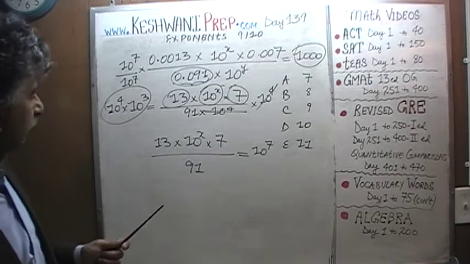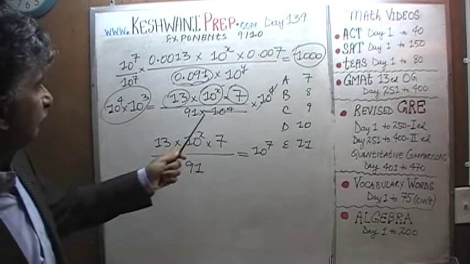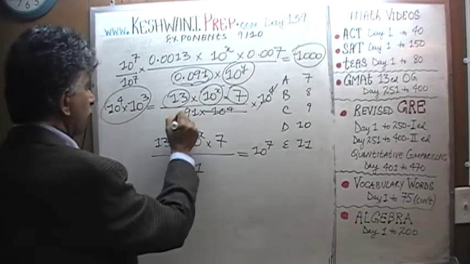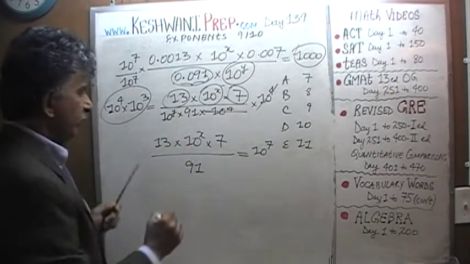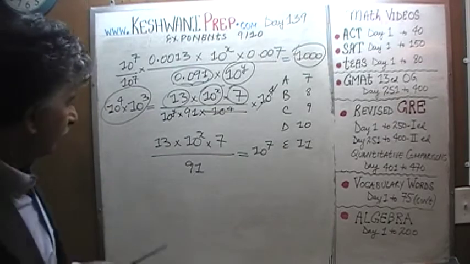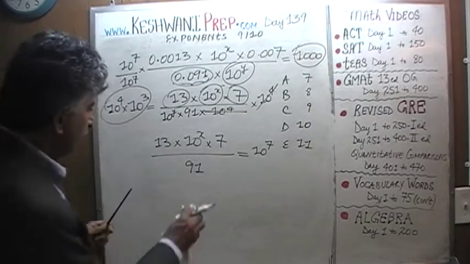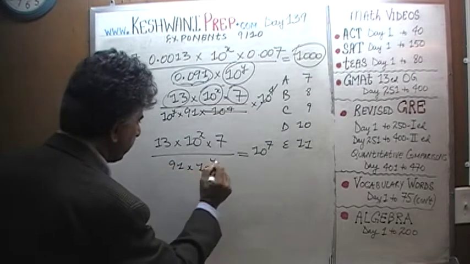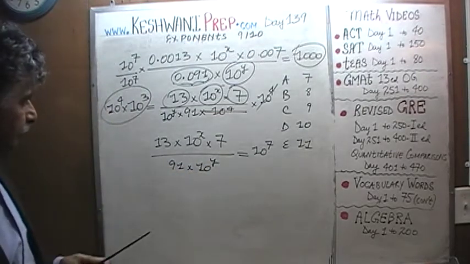Oh, what happened to y? Blast it, we have 91 times 10 raised to y. I forgot that we have 10 raised to 4 and 10 raised to y. Of course we have to have 10 raised to y, because the question was, what is x minus y? What was I thinking? So we have 91 times 10 raised to y. That's it, we're almost done.